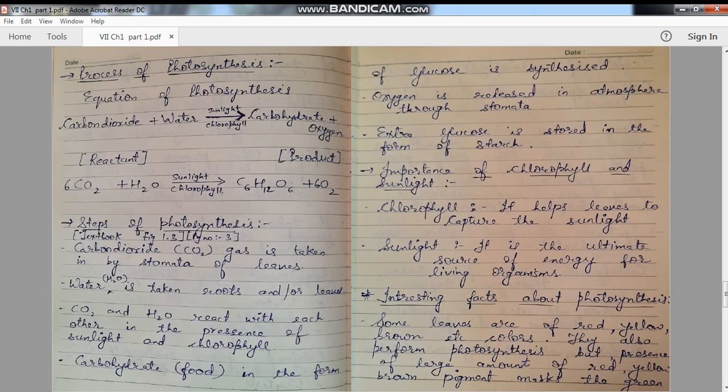Now the diagram below is showing the chemical equation of photosynthesis, that is 6CO2. It means 6 molecules of carbon dioxide plus 6 molecules of H2O, that is water, will react in the presence of sunlight and chlorophyll and will form C6H12O6, that is glucose, plus 6O2, that is 6 molecules of oxygen.